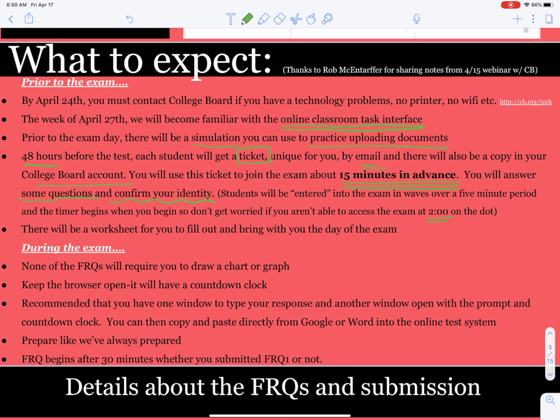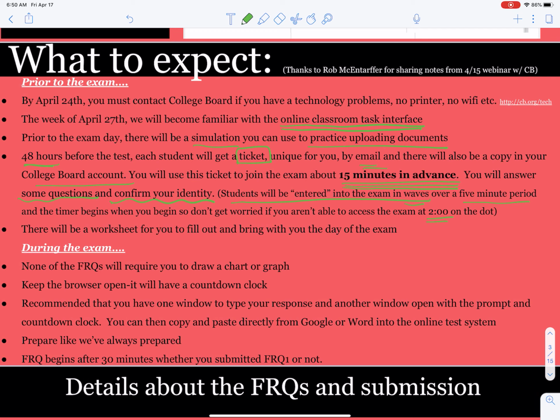However, please be aware that since there are so many people across the whole country taking this test at the same time, not everyone can enter at the same exact time. So students will be entered in waves over about a 5-minute period. That means you may get let into your exam at 2:01. They're not going to take that off of your total time. You will still get the 25 minutes to complete your first FRQ. Okay, so please don't get worried about that.